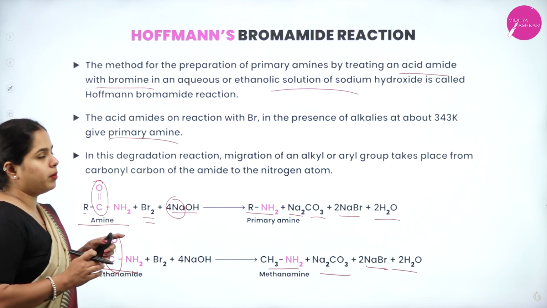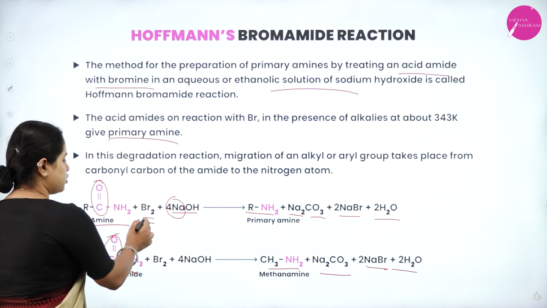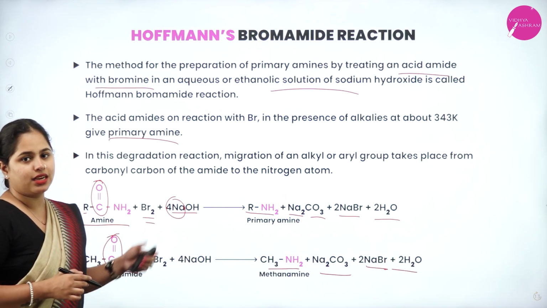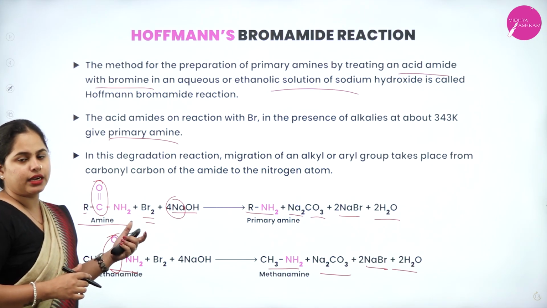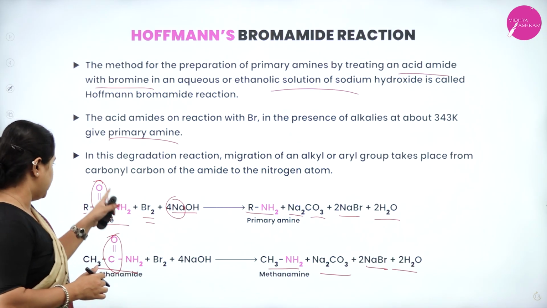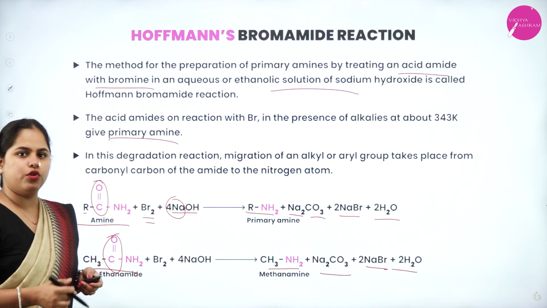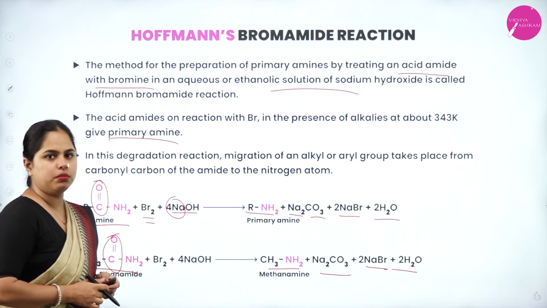So in Hofmann bromamide reaction, the reagent we are going to use is bromine in presence of sodium hydroxide. The initial reactant that we are using is an amide. So that carbonyl group is going to be removed, and it will be removed as sodium carbonate.